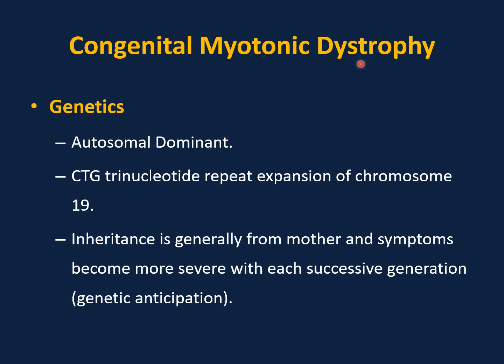Congenital myotonic dystrophy: the genetics of this disease is autosomal dominant. CTG trinucleotide repeat expansion on chromosome 19. The inheritance is generally from the mother, and the symptoms become more severe with each successive generation. This is well known as genetic anticipation.